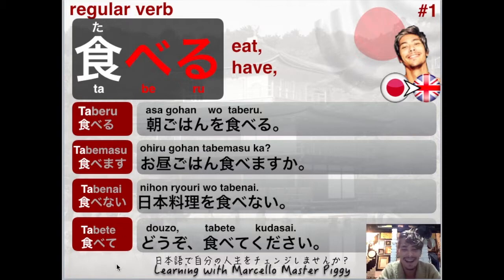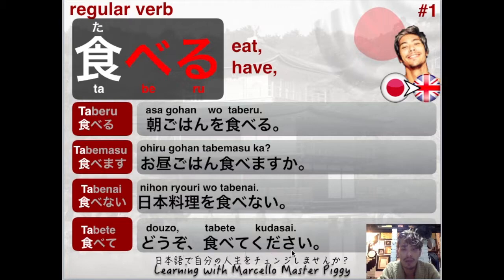Okay, and the last one, guys, is the imperative form, which is very important when you are telling somebody to do something, or when you're supposed to follow instructions. So again, we're just changing the last hiragana for te. In this case it becomes tabete.